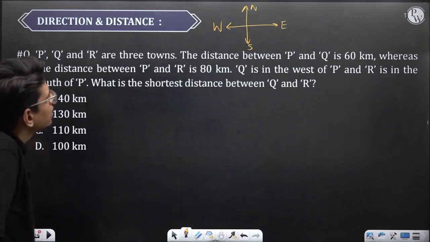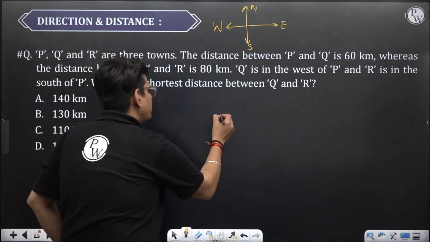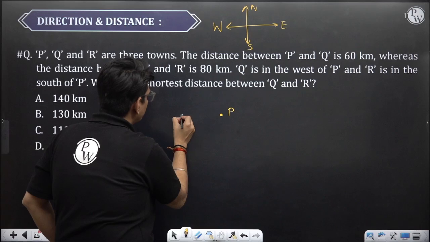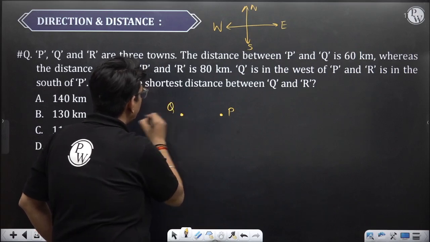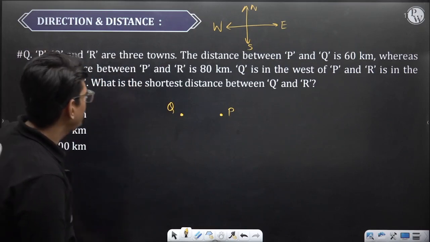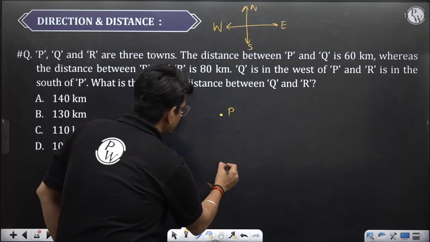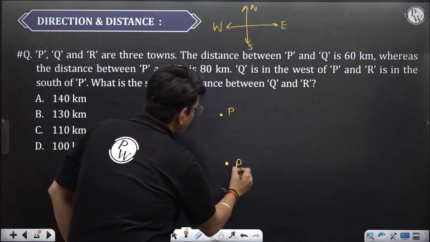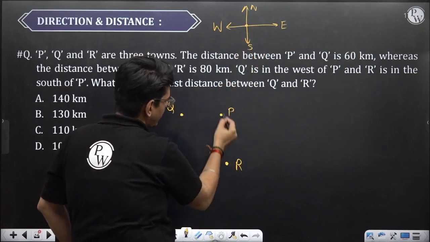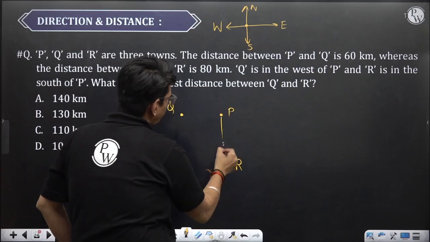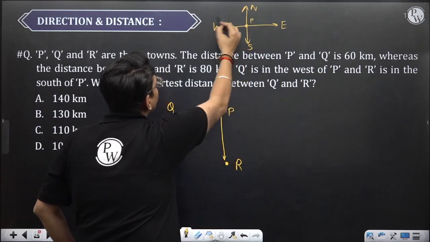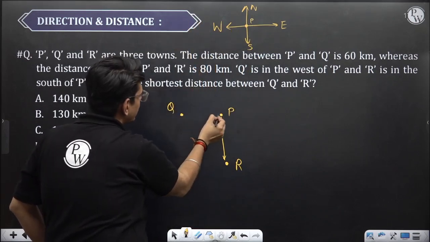Q is in the west of P. If this is P, Q is in the west. So Q must be somewhere here. Also, R is in the south of P. Right? R is somewhere here. South of P. If P is sitting here, R is south of P. So this direction, right? South of P. And if P is sitting here and west is this direction, so Q is this side, right?